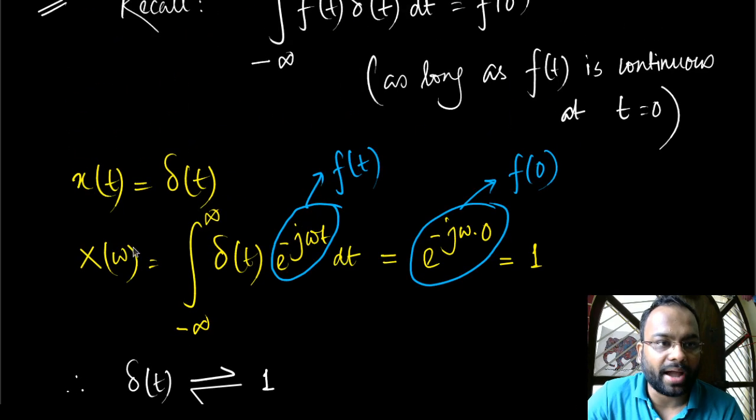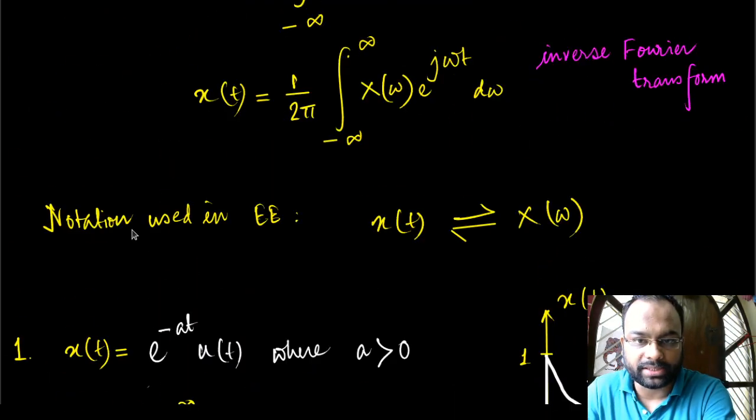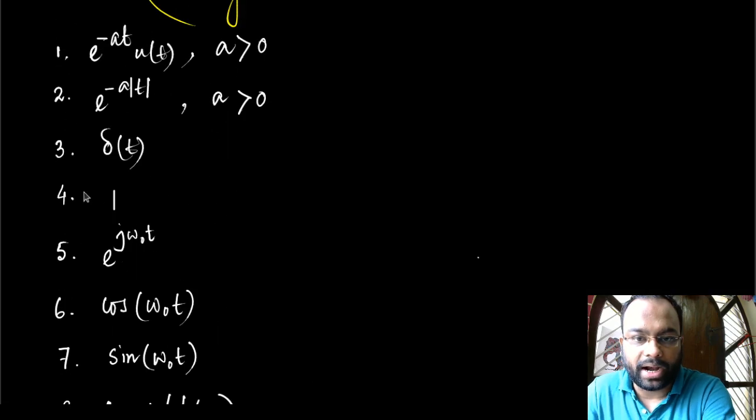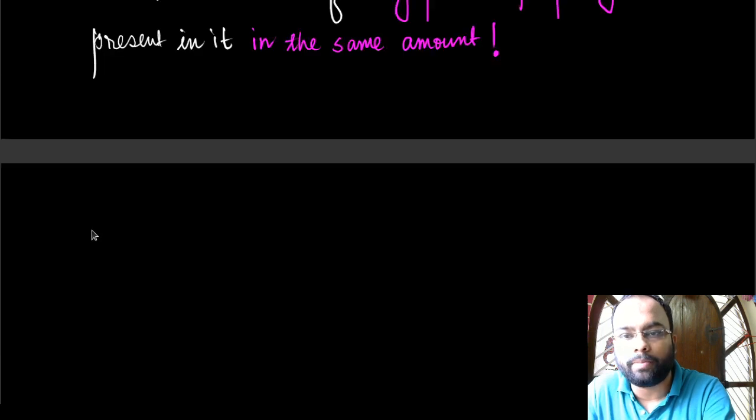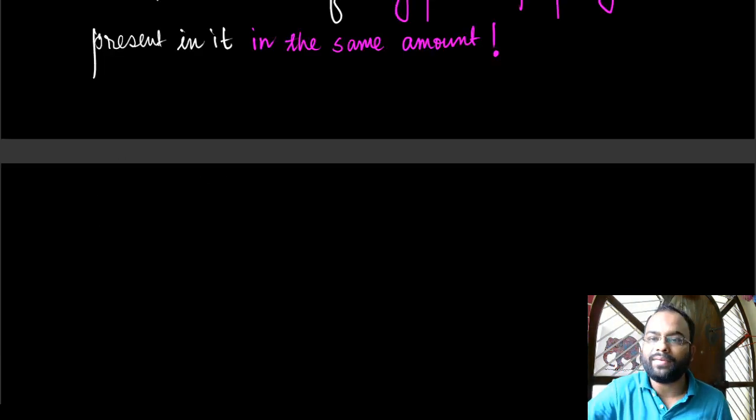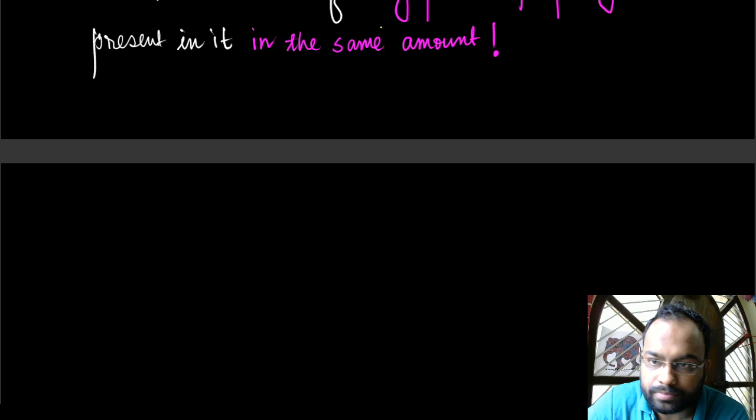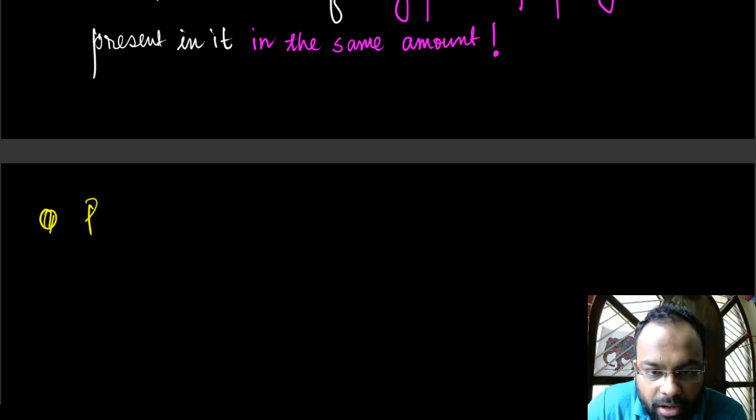Okay, let's go back. What was our fourth example? All right, so the fourth example was 1. Before I can do that, let's talk about the principle of duality. If you have any query, please let me know. So now we are discussing something called the principle of duality.